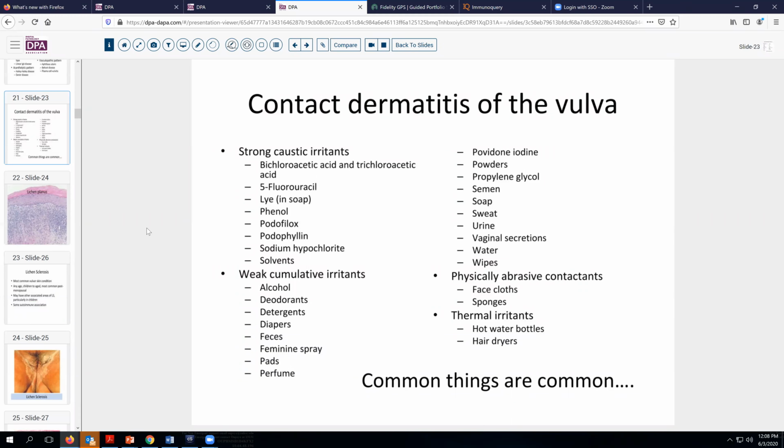of some of the irritants that can result in contact dermatitis. And that can range from things like soaps to wart medications, various solvents, and even weak irritants like deodorants and detergents, feminine sprays and so forth. Semen and urine obviously are weak cumulative irritants, as well as other things. So these are all commonly present things, and common things are common. So don't forget to think about contact dermatitis when you see, especially, that spongiotic pattern in the vulva.